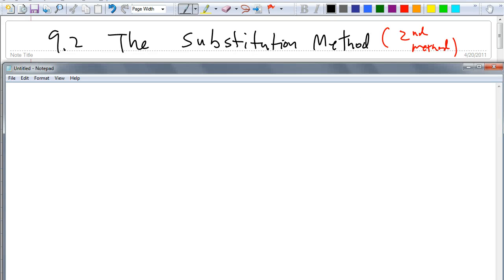So today we're going to learn this method called the substitution method. This is for solving systems of linear equations. Do you remember last time one of the ways of solving systems of linear equations was using the graphing method? We graphed two lines. We looked at where the intersection was, and we figured out that that was the solution for both of these lines, right? This method does not require you to graph, so this is kind of nice.